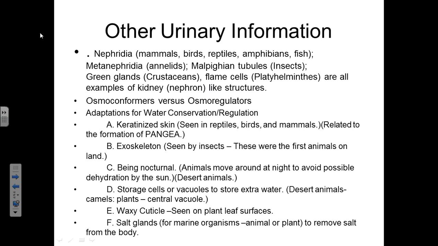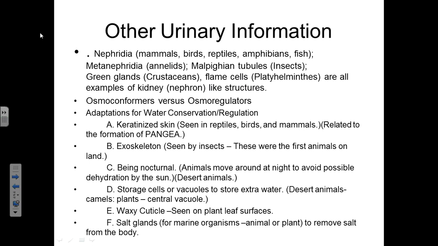Keratinized skin, for example. What's keratin? It's protein. It makes your skin waterproof, essentially. Reptiles have it. It's the main part of what part of a reptile? It's what their scales are made out of. Birds have it. Mammals have it. Really important for making you waterproof, keeping water in your body. Insects don't necessarily have keratin, but they have an exoskeleton, which really serves the same function, right? It's like an external layer to keep water in them.